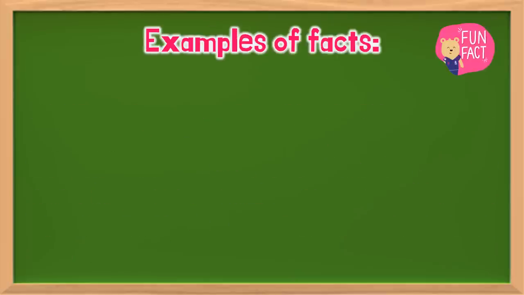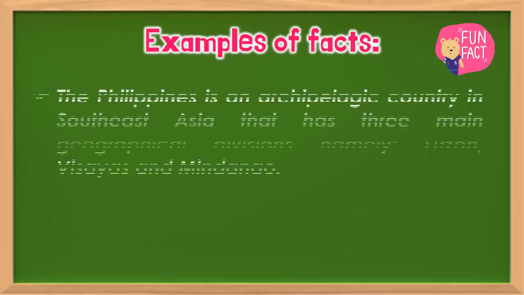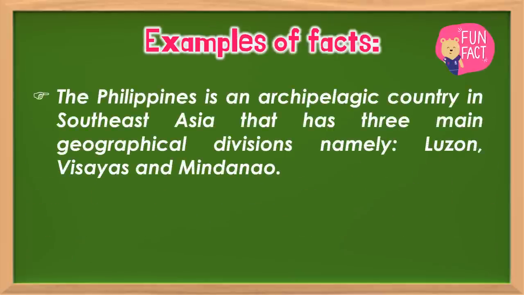Here are some examples of facts. The Philippines is an archipelago country in Southeast Asia that has three main geographical divisions, namely Luzon, Visayas, and Mindanao. This is a fact statement because we can prove it is true by reading documents, particularly the geography book.